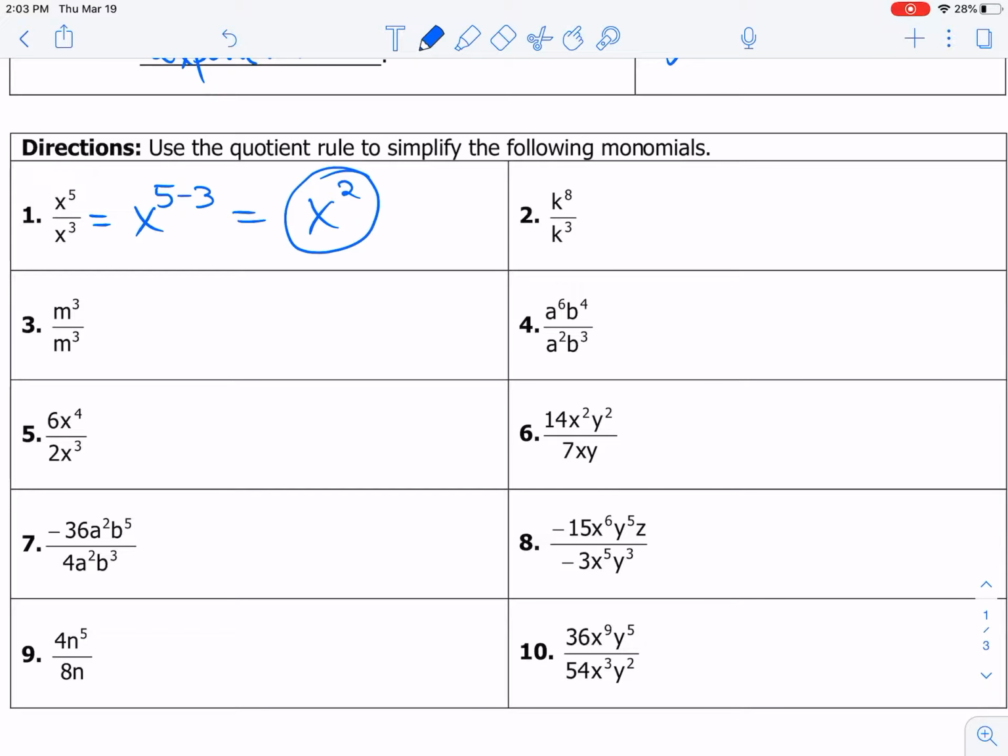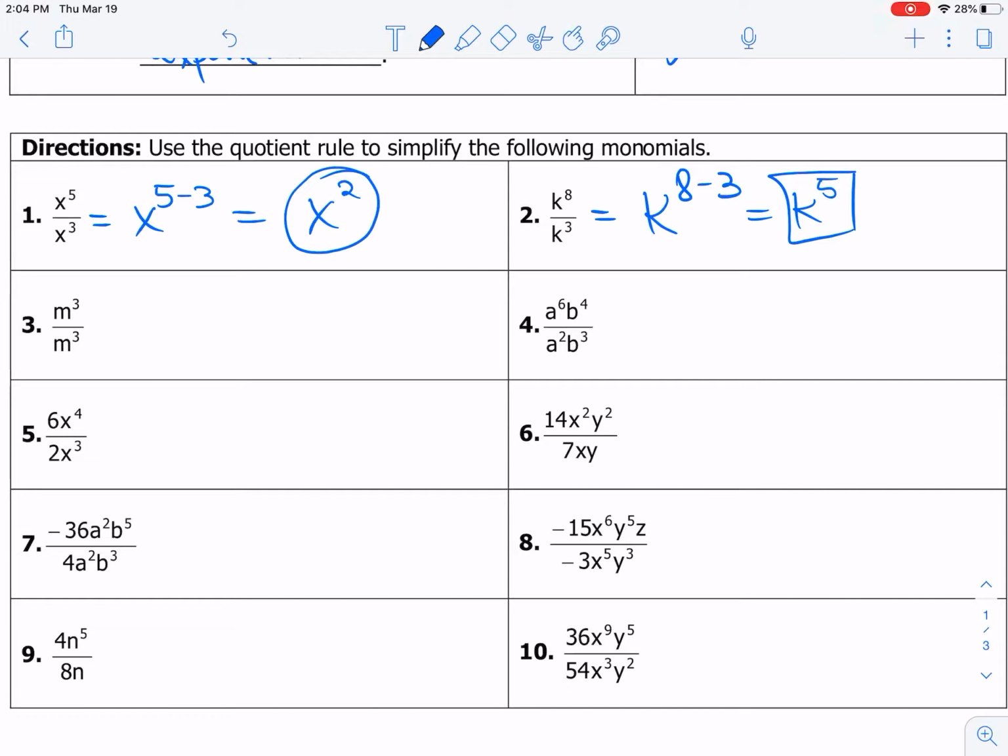All right, for number 2, I have something similar. The coefficients are 1 and 1, so I don't have to worry about step number 1. But I have the variables k to the 8th power divided by k to the third power. So I'm going to do the difference, 8 minus 3, which is 5. So k to the 5th power is the answer.